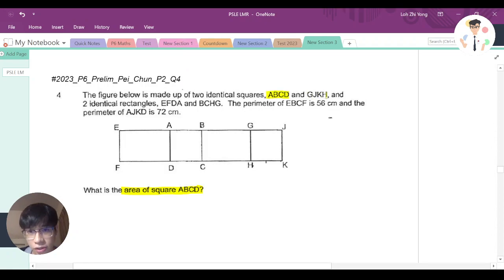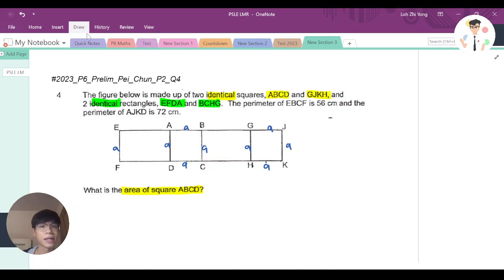ABCD, GJKH are identical. So which means that all the lengths are the same. Now just assume that here is A, here will be A. Then here will be A. Of course, here will also be A. And two identical rectangles EFDA, BCHG. Which means that if here is B, let me just write here B, here will be what? B. Makes sense, right?